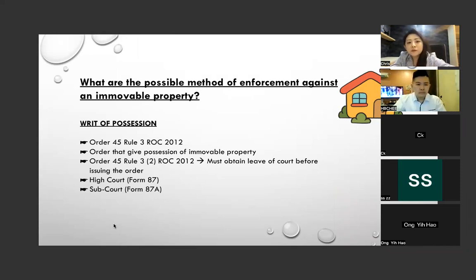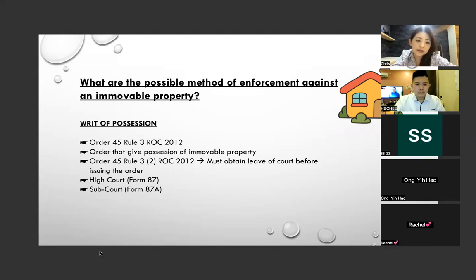The first method will be the writ of possession, which is covered under Order 45, Rule 3 of the Rules of Court. A writ of possession allows you to possess the property itself. That means the plaintiff can take possession of the defendant's property. But for this particular method, you must obtain the leave of court before the court can issue the order itself. For High Court, it is under Form 87, and subordinate courts is 87A.